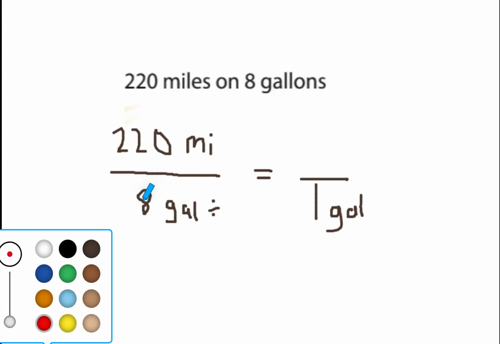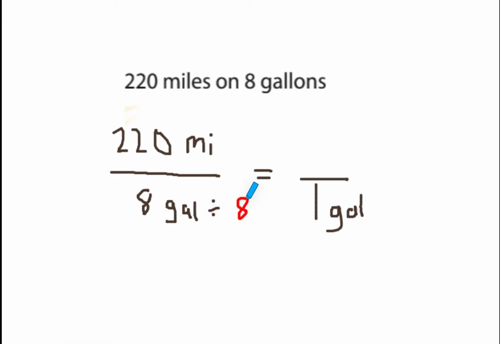So what do you have down here? An 8. Go ahead and put a division sign and an 8. Okay, now what you do to the bottom, you do to the top. So if we divide it by 8, we're also going to divide it by 8 over here. Okay, now you're dividing 220 by 8. You can also do your work on the outside. I want everyone to do this with me.